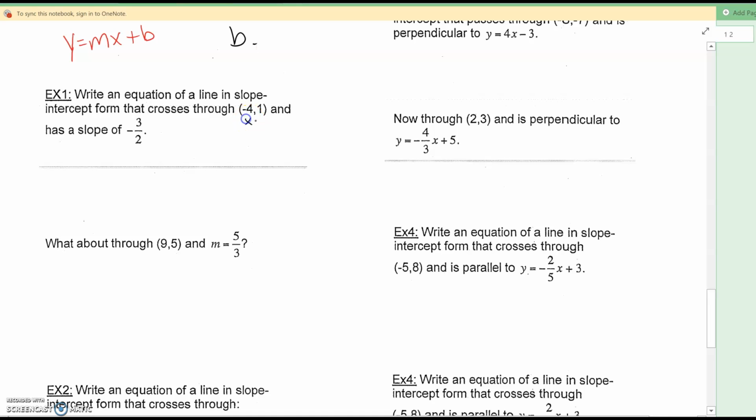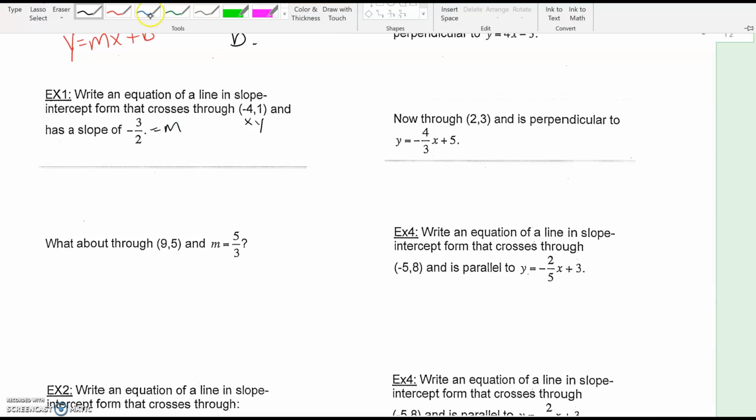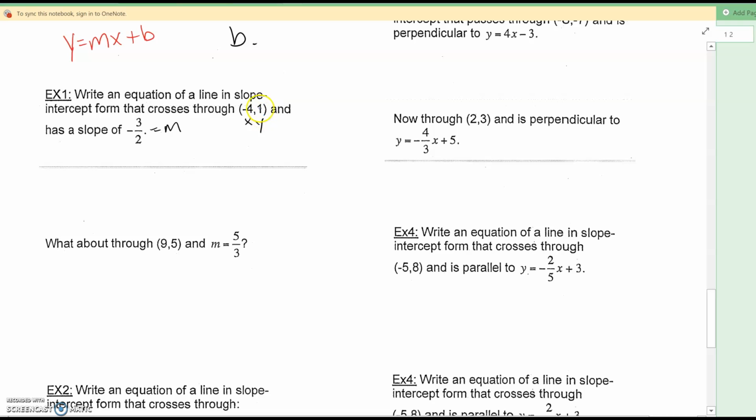Okay, so on this first one, equation of a line in slope-intercept form passing through (-4, 1). I have my x and my y value and my slope, which is m. All we have to do is plug in what we know. So y, 1, equals my slope, -3/2, times x, which is -4, plus b. Multiply these two together, which gives me +6 plus b. Subtract 6 on both sides. b equals -5. y equals -3/2 x minus 5.